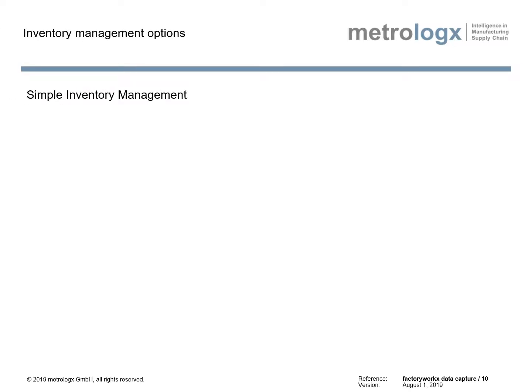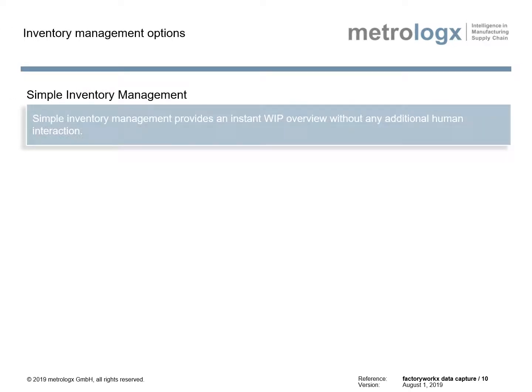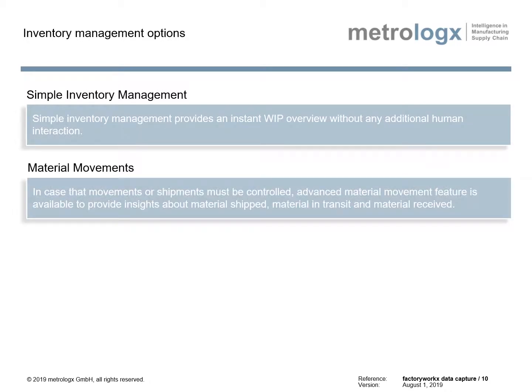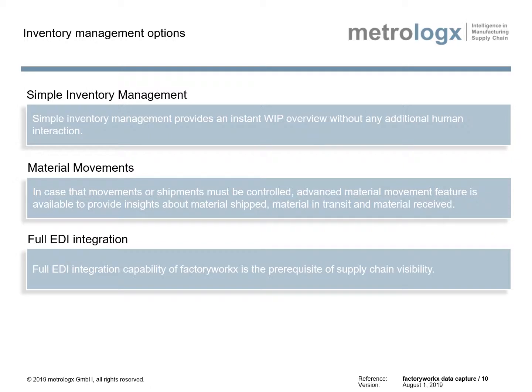Let's summarize the inventory management options. Simple inventory management provides an instant WIP overview without any additional human interaction. Material movements: in case movements or shipments have to be controlled, an advanced material movement feature is available to have insights about material shipped, material in transit, and material received. Full EDI integration: the EDI integration capability of factoryworkx is the prerequisite of supply chain visibility.